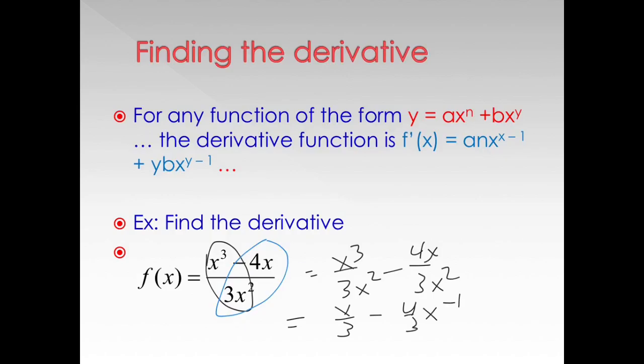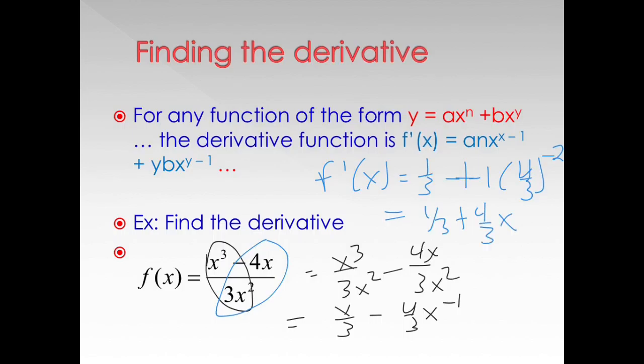I now need to go ahead and apply my power rule. We did that for the first term already. So the derivative then is going to be 1/3. And then for the next term, it's minus a negative 1 times 4/3 to the negative second, which makes that plus. So the whole derivative then is 1/3 plus 4/3 x to the negative second.